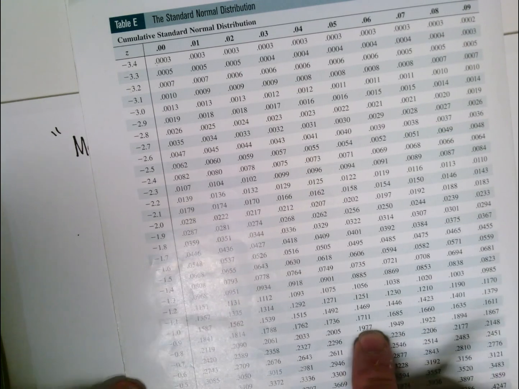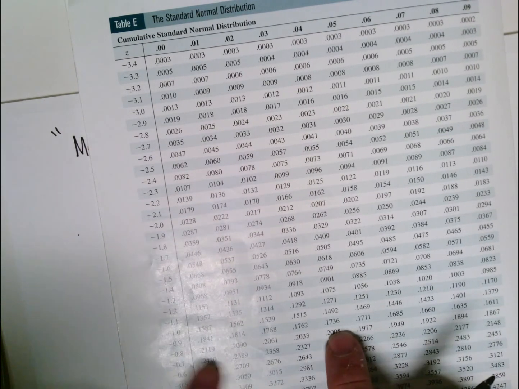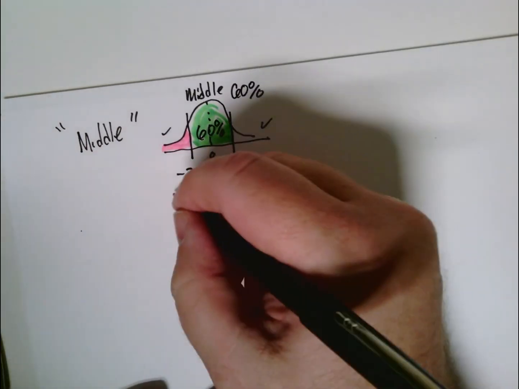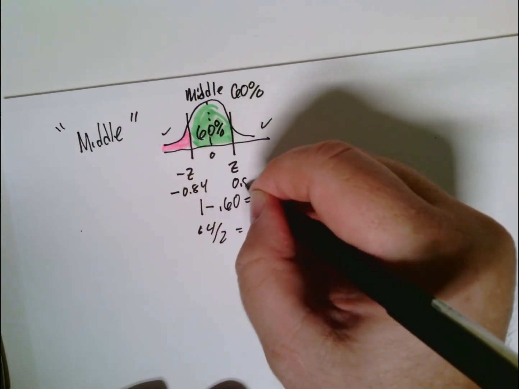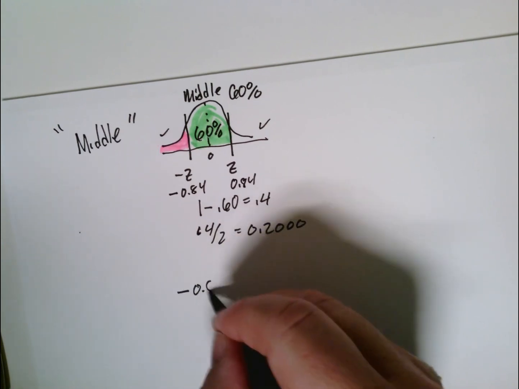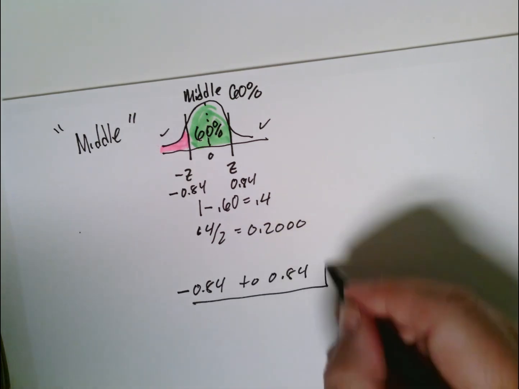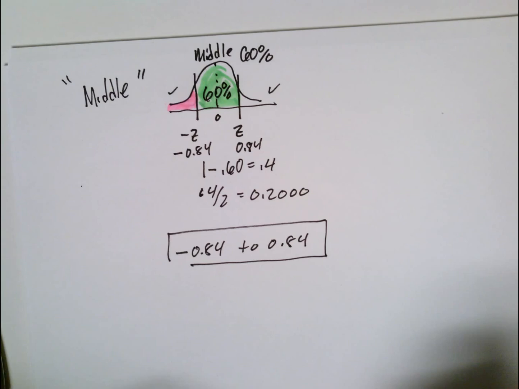So we have 0.1977 and 0.2005. This one's closer, so we get negative 0.8 and 4. So this would be negative 0.84. So this one's positive 0.84. So our two cutoffs are negative 0.84 and positive 0.84, and that gives us our middle type problems.